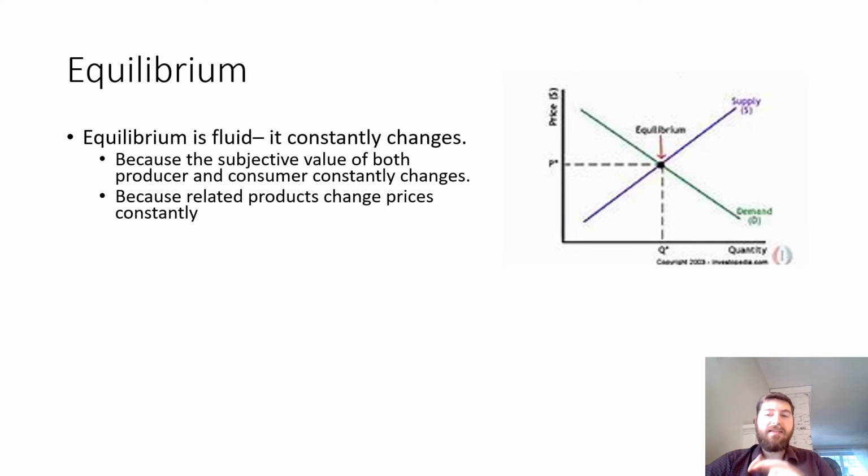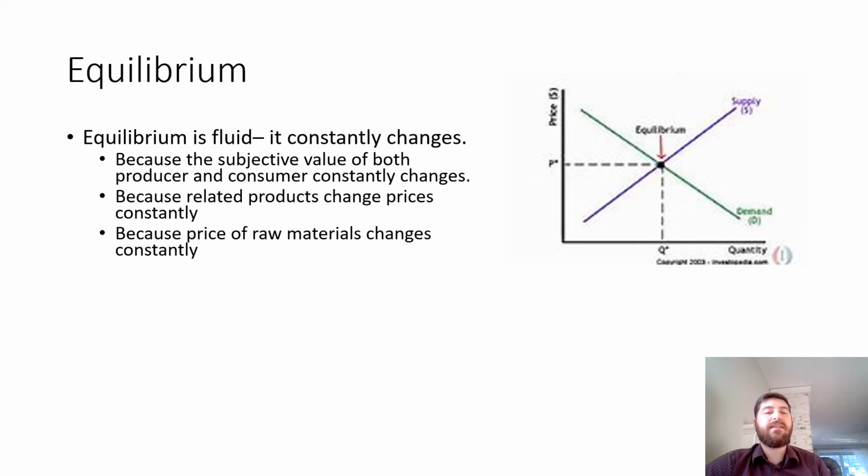Related prices have nothing to do with our product, but somehow relate to it. If they change anything, then that's going to change us, no matter if we do anything. Raw materials and other costs are going to change constantly, so that will definitely affect prices. And there's, of course, thousands of other reasons why prices would change left to right, and why consumers are going to be willing to buy more or less. So the equilibrium, the intersection point, always changes.